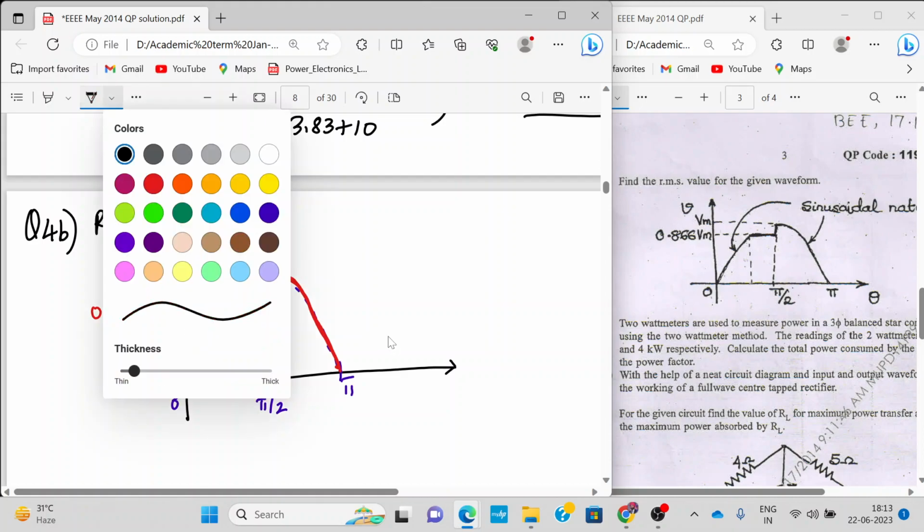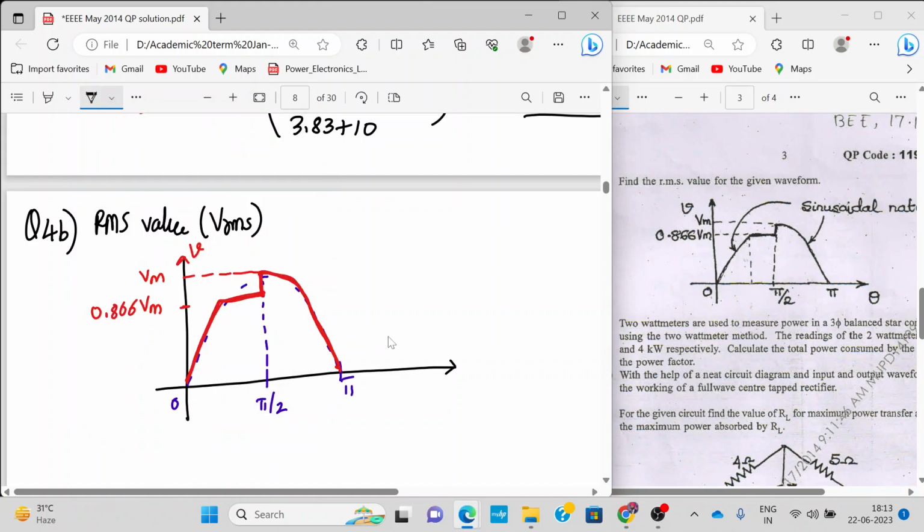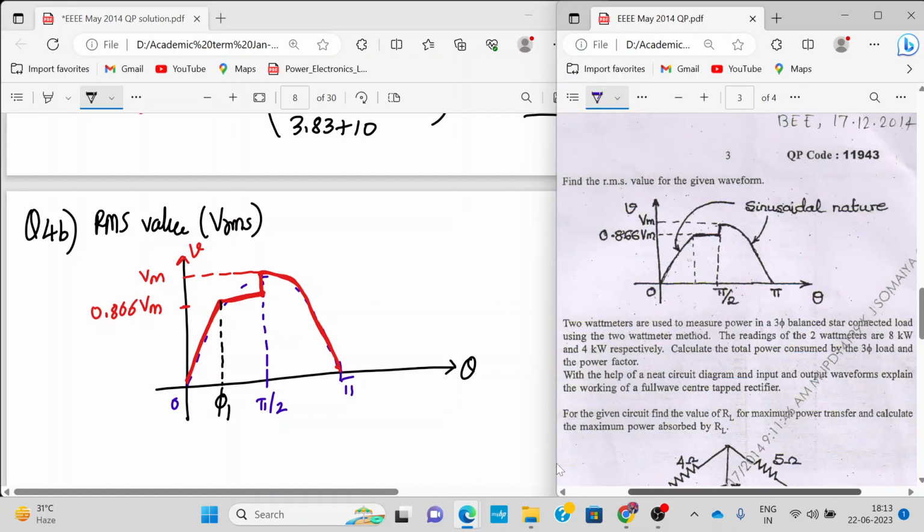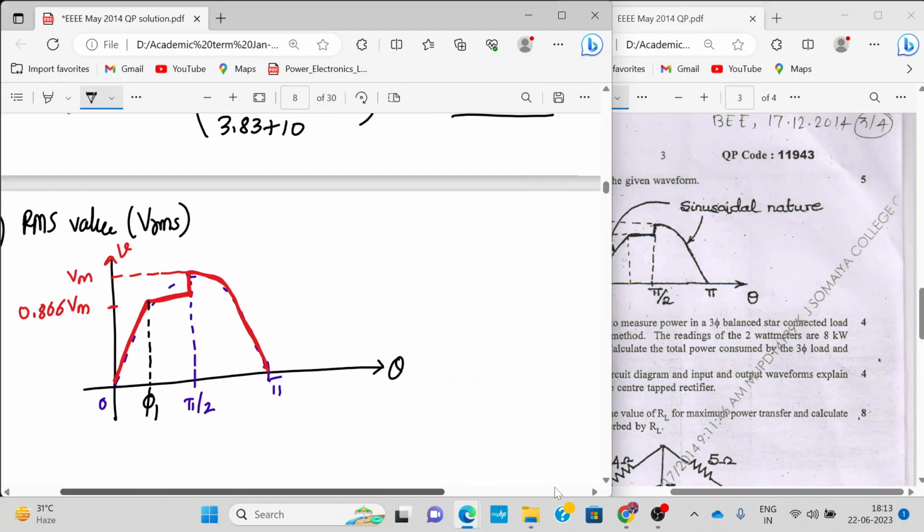So basically we don't know this period, we don't know how much is this, right? Let's call it phi 1. We don't know that value, right? And they have given it sinusoidal nature over here and here, correct? So how do we find it now? Anyone knows?